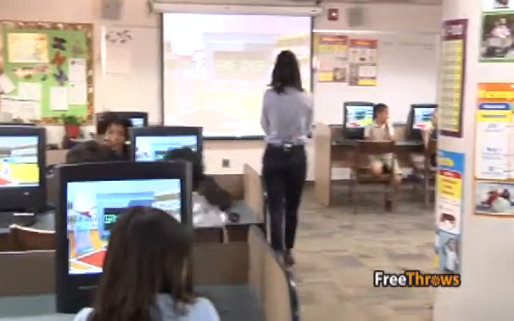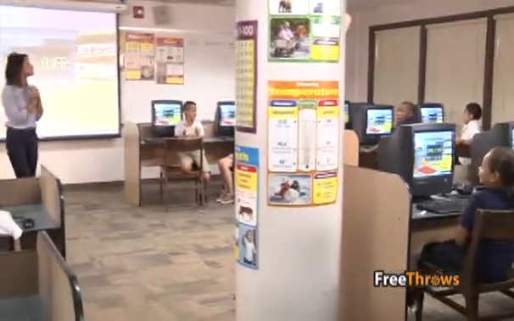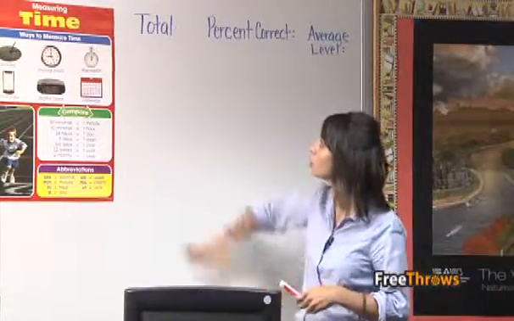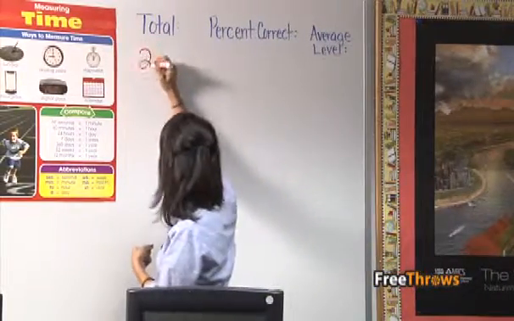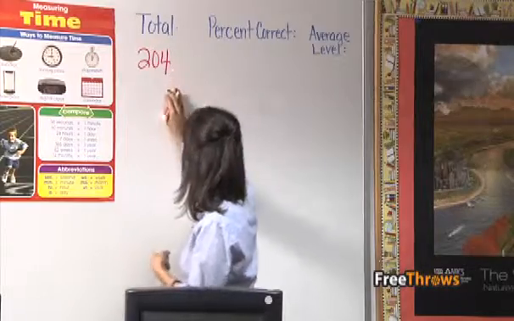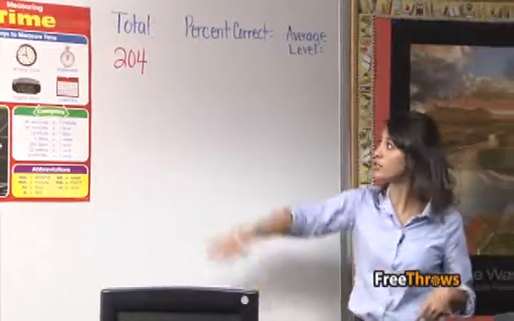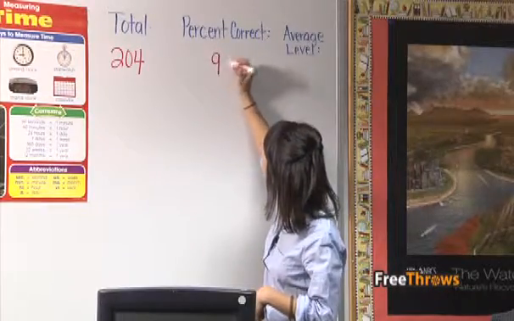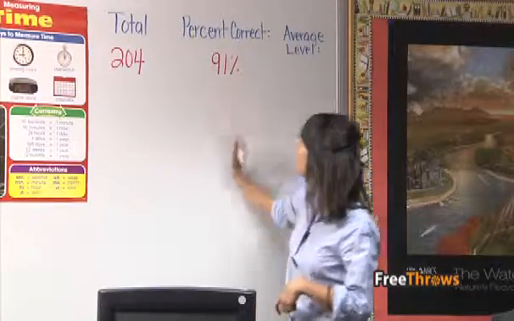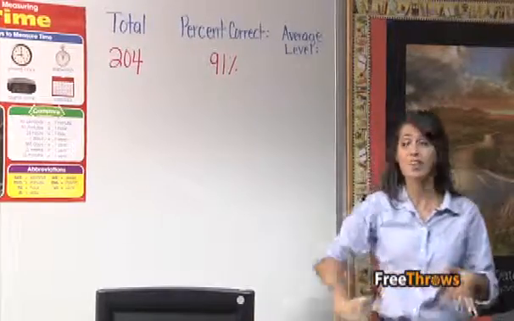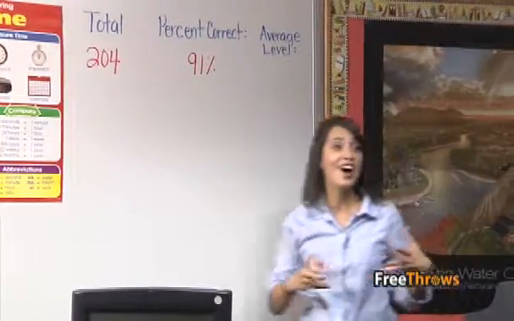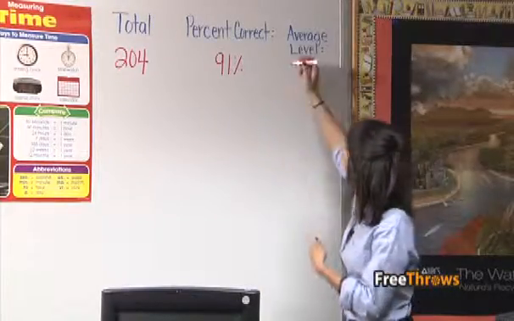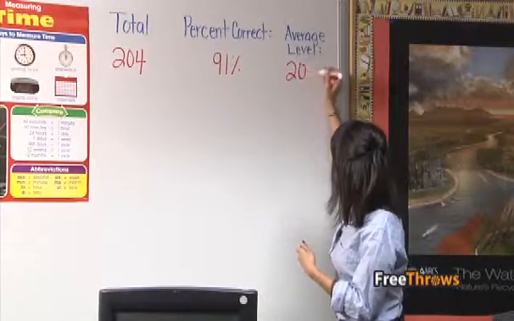All right, boys and girls, so let's go ahead. Great job. Okay, boys and girls, looking at our total score, we got 204 points. That means that we, as a group, answered 204 questions correctly, and our average percent was 91%. So that means that we are doing pretty good if we have a 91% in answering the questions. Our average level was 20 and 8/10.